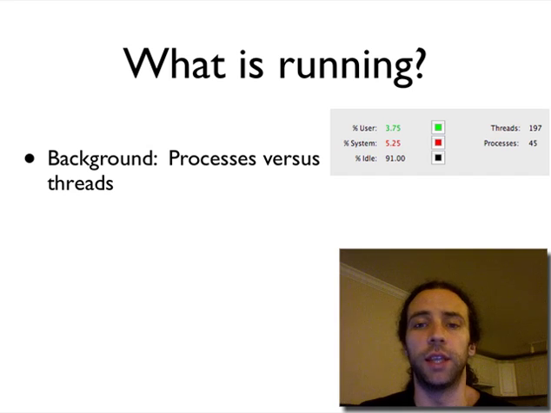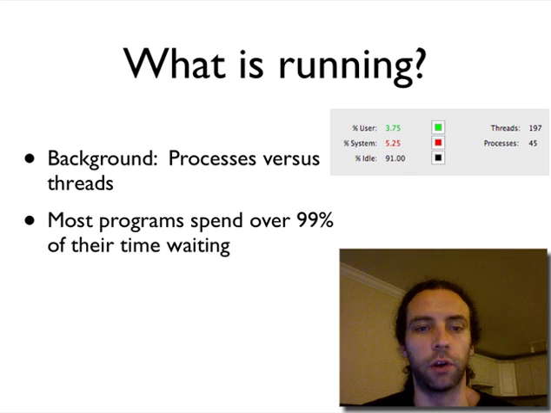But here, you see that 91% of the processor is idle. By idle, it means it's not sitting there waiting for something to do, it's actually shut off waiting for something to do. So even though 45 programs are running, not a problem. Lots of CPU power left over.